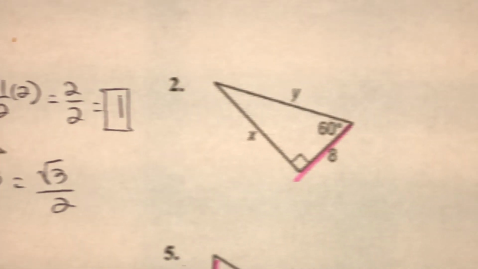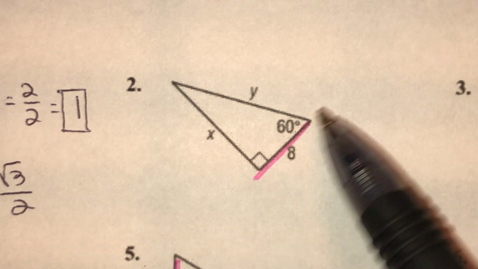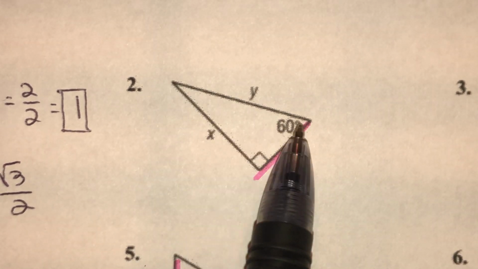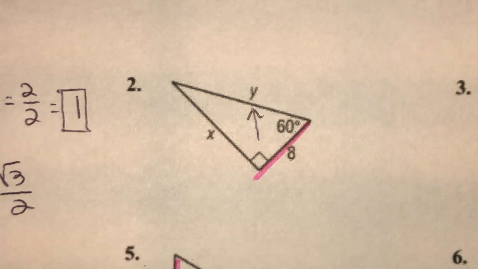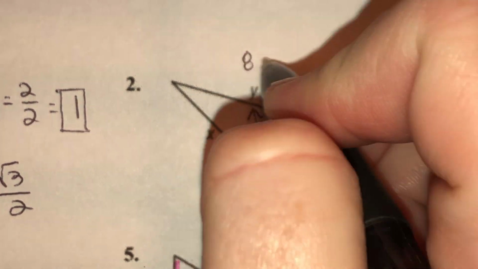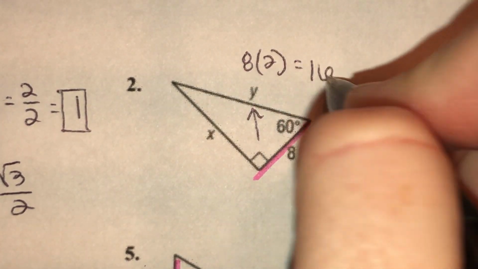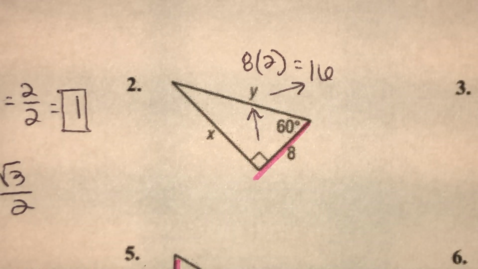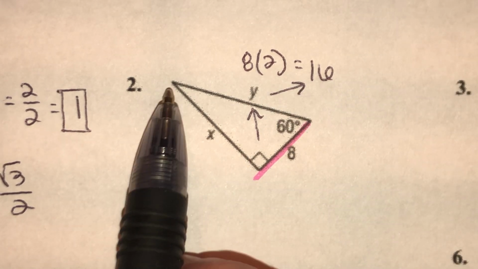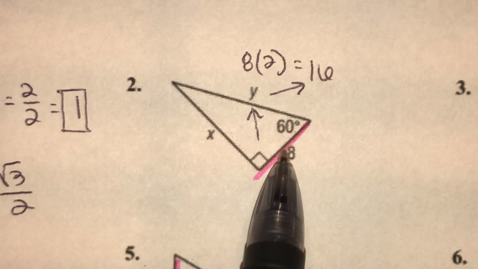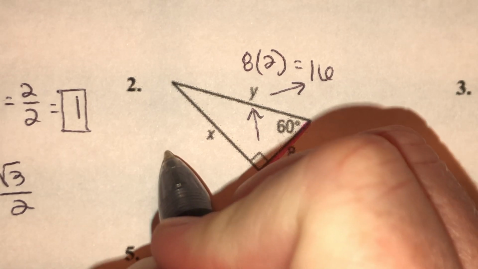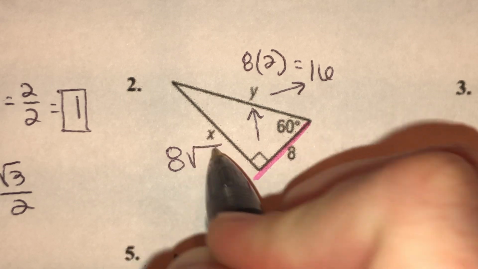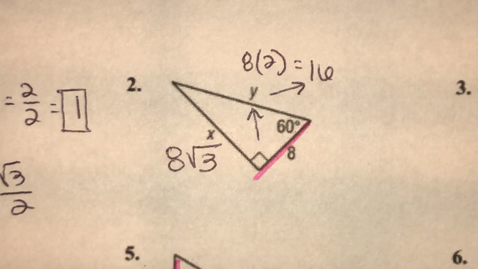Number 2. Got my short leg here, that's what everything's based off of. My hypotenuse is always the longest side, it's across from the 90 degree angle, and it's double the short leg. So 8 times 2 equals 16. Y equals 16. And then the long leg is just the short leg times the square root of 3. So 8 times square root of 3. Done. We found all 3 sides.